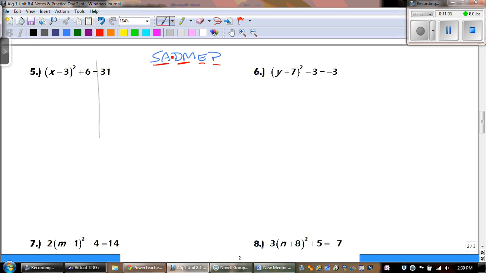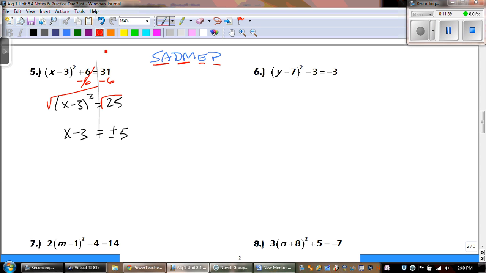So in problem number 5, we have addition or subtraction, and to get rid of addition right here, I would do the opposite, the inverse, so I would subtract. And we're left with x minus 3 squared equals 31 minus 6, which is 25. So I got rid of the addition, so now all I have to do is get rid of the exponent. So I take the square root of both sides, and we get x minus 3 equals plus or minus 5.